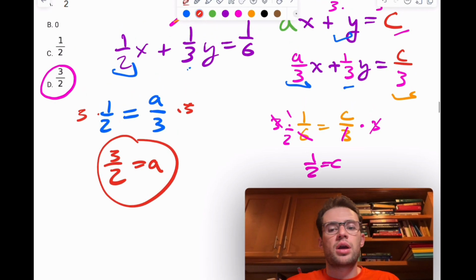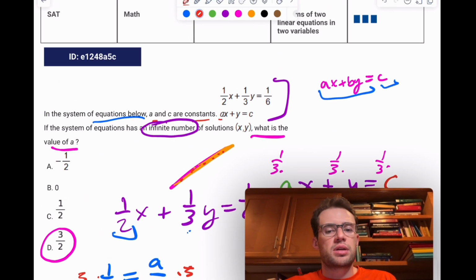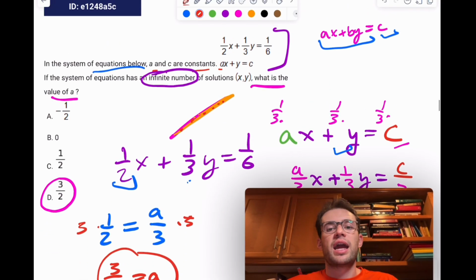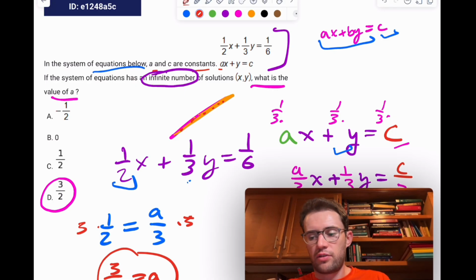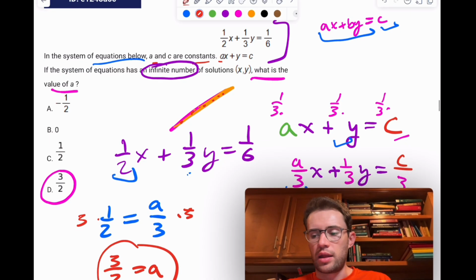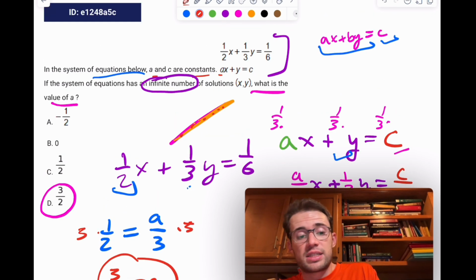You just need this part. But you could plug it into this, right? So you could write like 3/2 x plus y equals 1/2, and see if it does plot the same line. Right? So we have 1/2 x plus 1/3 y equals 1/6. And then the other one should be ax plus y equals c, where a equals 3/2 and c equals 1/2. Okay. And even without finding the c, you could just see, are the lines parallel? Because that's the thing that we're finding.